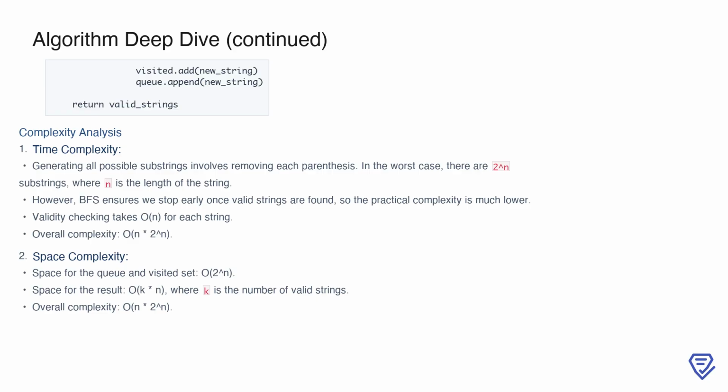From a complexity standpoint, generating all possible substrings involves removing each parenthesis in the string. In the worst case, there could be up to 2 to the power of n substrings, where n is the length of the string. However, BFS optimizations ensure we stop early, reducing practical complexity. Checking validity for each string takes linear time relative to its length, leading to an overall time complexity of n*2^n. Space complexity is driven by the queue, visited set, and result list, resulting in an overall space complexity of n*2^n. This balances thoroughness with efficiency, making the algorithm scalable for moderately sized inputs.